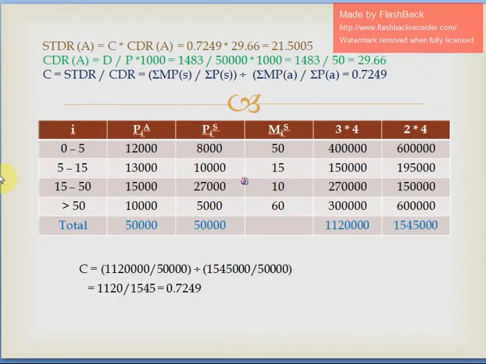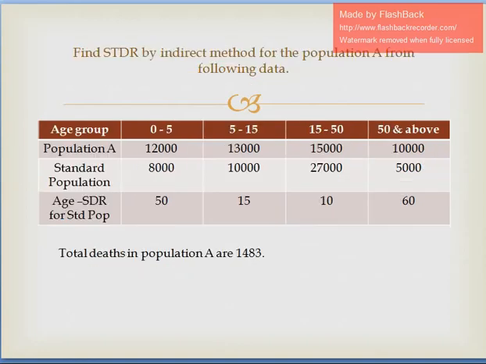The formula for standardized death rate for A by the indirect method is equal to C multiplied by CDR A. C is a constant value, that is the adjustment factor. We need to take C into account because the value of MIA, the A specific mortality rate, is unknown in the indirect method. Therefore we go for the indirect method of standardization.